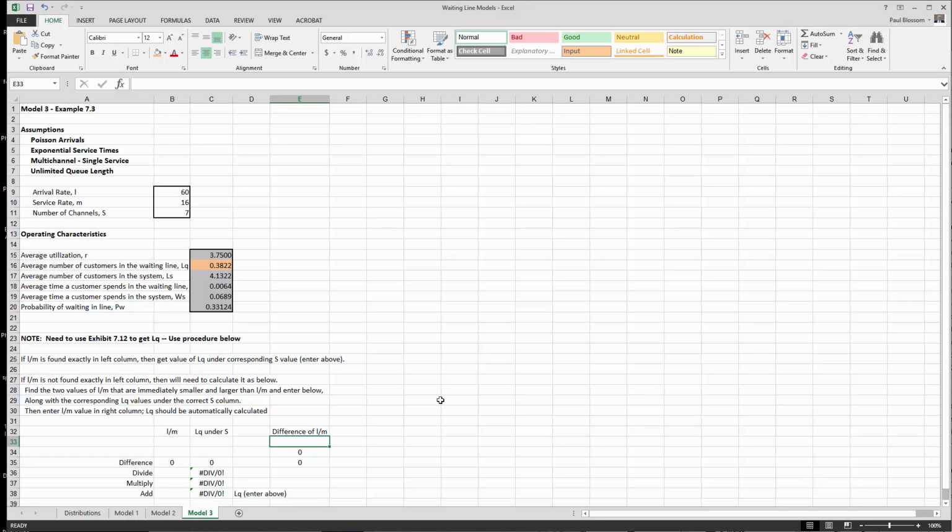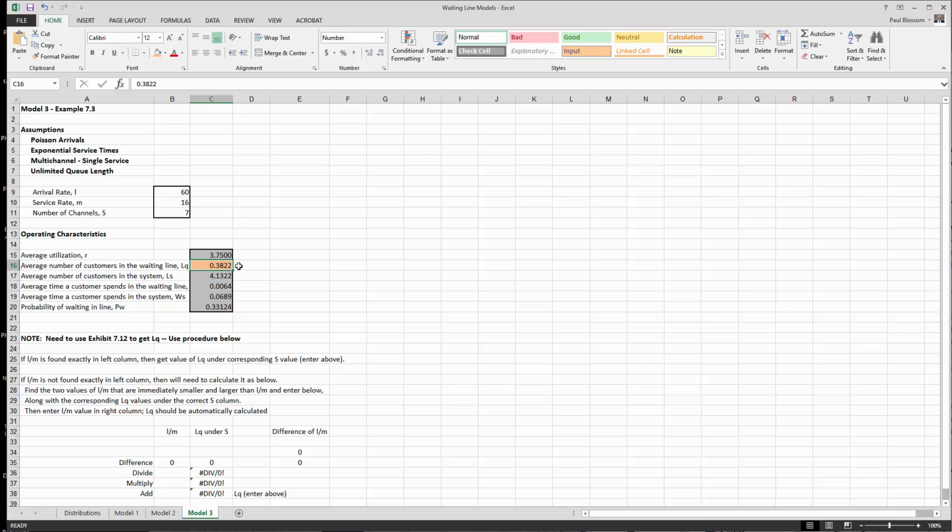And then there's model 3, which corresponds to example 7.3 in your text. And up here, you put the arrival rate and the service rate, as you might, and the number of servers or channels, okay? And in this gray box are calculations. Now, it will calculate what we call the average utilization here. And that's a standard lambda over mu kind of thing. We'll look at utilization in a minute.